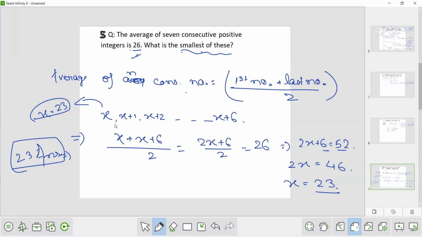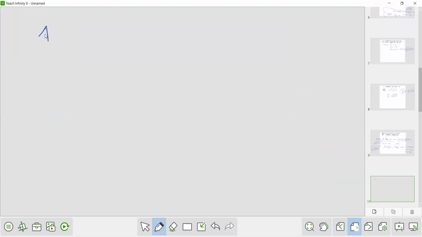Else if you had followed the conventional method, you would have done it like this: x plus 1 plus x plus 2 plus x plus 3 plus x plus 4 plus x plus 5 plus x plus 6 upon 7, that is equal to 26. It will take a lot of time, so don't follow that method. The average of any consecutive numbers is first number plus last number by 2, or we can say that the average of an arithmetic progression is also first number plus last number by 2.